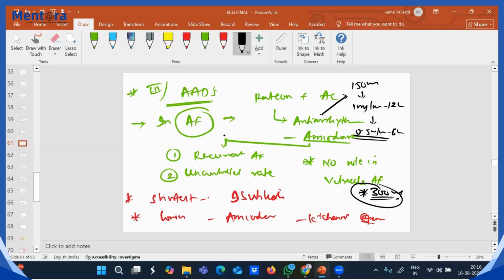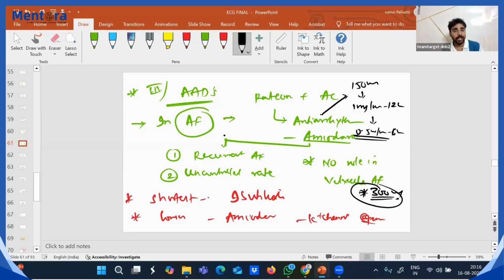So how much do we say the rate is controlled? It should be below 100, but okay, 100 to 120 will be fine. Target is below 100. In that case, oral amiodarone should be continued to control the rate. After giving an amiodarone infusion, usually you put the patient on a tablet for rate control.